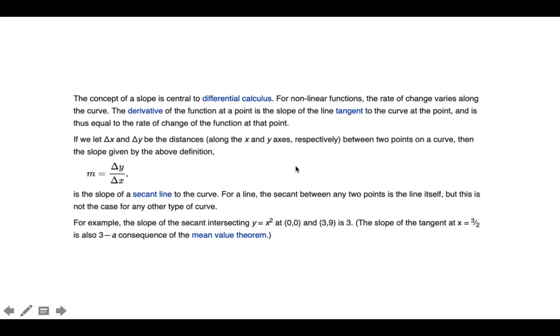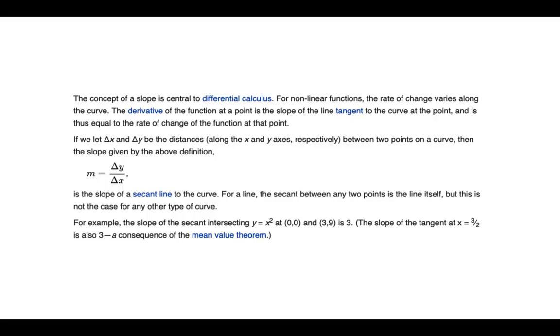So the concept of slope is really important in differential calculus because taking the derivative of a function finds another function that gives the slope of that function at any point. So the derivative of a function is the slope of the line tangent to the curve at the point. So it's equal to the rate of change of the function at any one point.